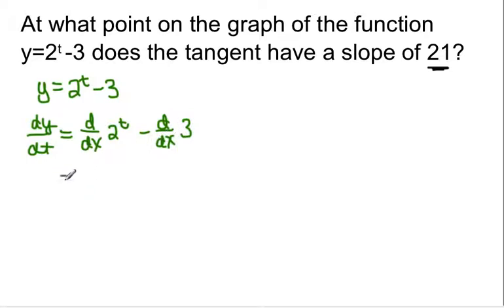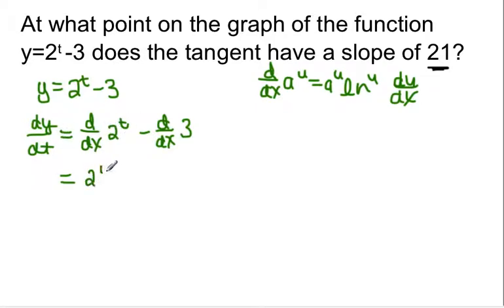Okay, so when I take the derivative of 2 to the t, the rule says if I'm taking the derivative of a number to the u power, then that's a to the u times the ln of a. Okay, and then I can say du/dx. All right, so in this case, the derivative of 2 to the t is going to give me 2 to the t times the ln of 2. Up here, the formula should have been an a right here. Sorry. All right, and then the derivative of this is 0.